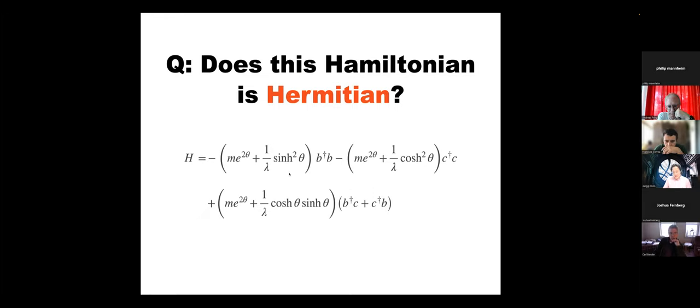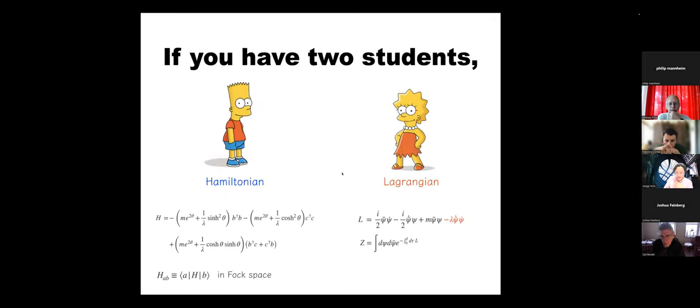And then the problem is that you can ask whether this Hamiltonian is Hermitian or not. Naively, with the naive dagger, it looks Hermitian because every layer is Hermitian. But it's interesting to solve this equation.